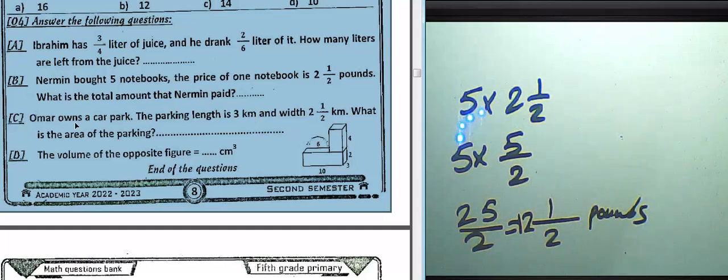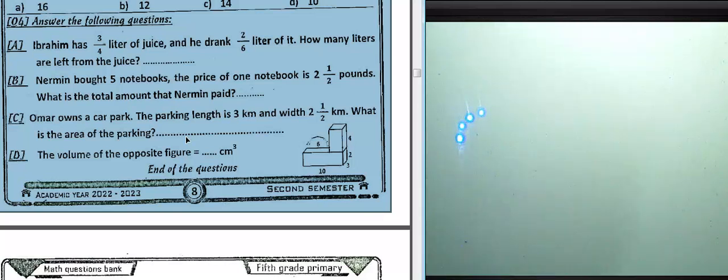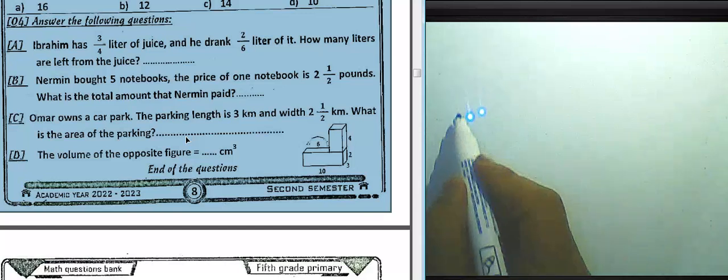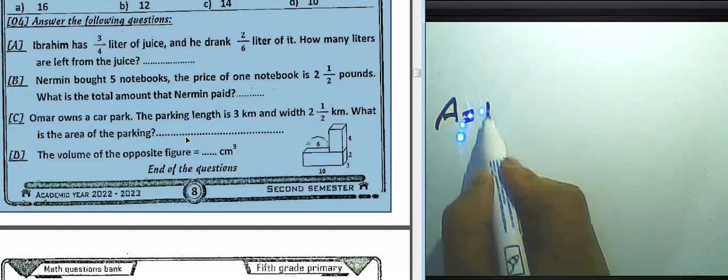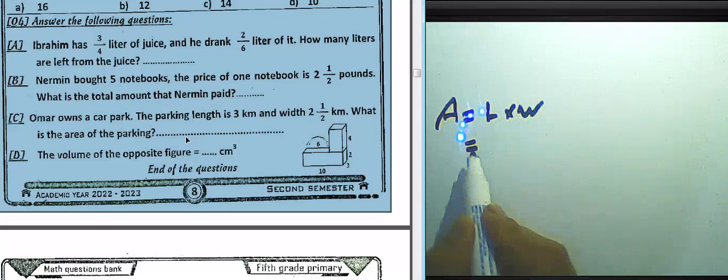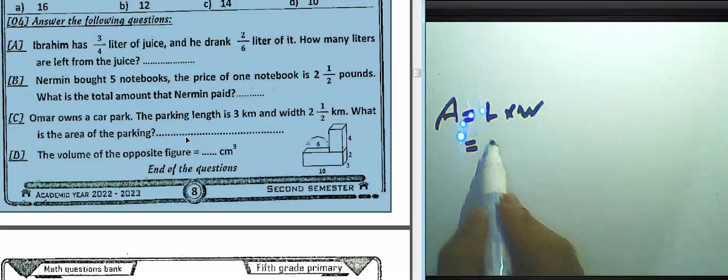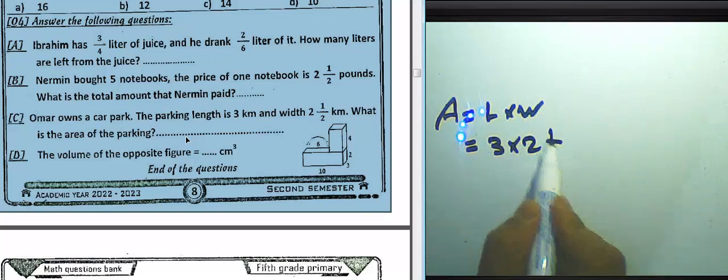Omar owns a car park. The parking length is 3 km and width 2.5 km. What is the area of the parking? The area equals length times width, because the parking is a rectangle. The area of a rectangle equals length multiplied by width. The length here equals 3 and width 2.5 km.